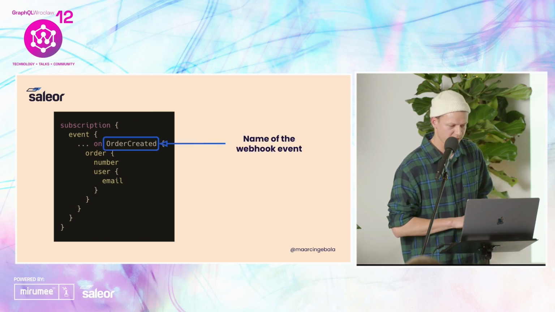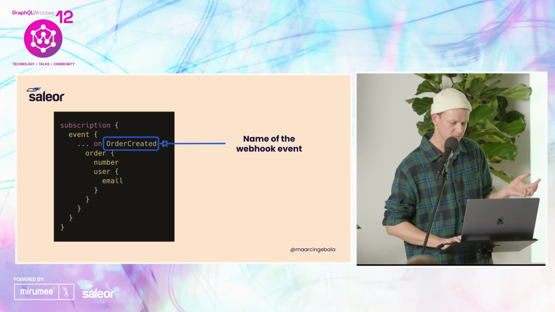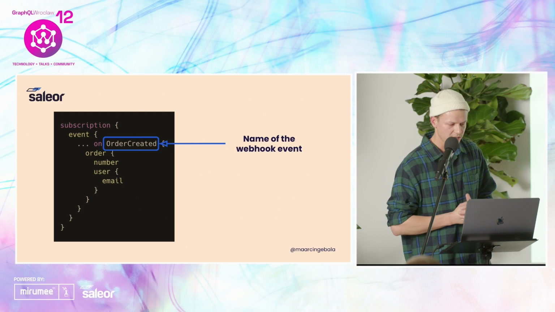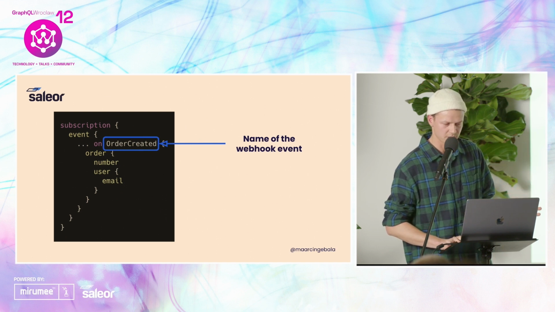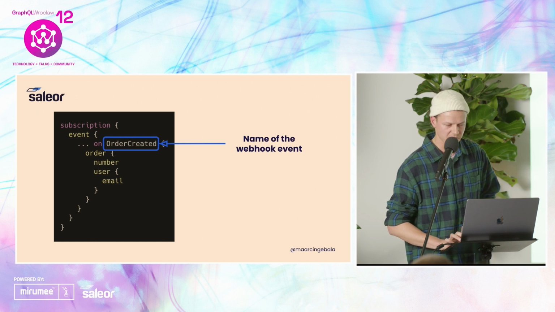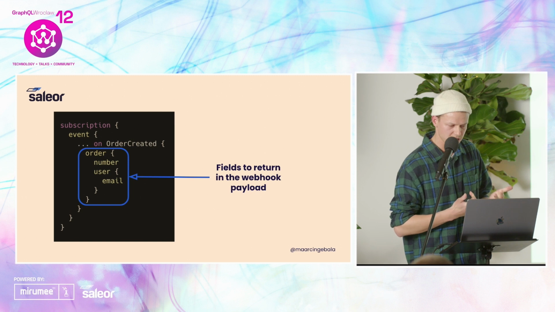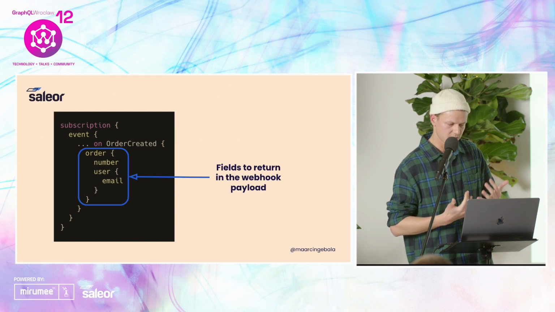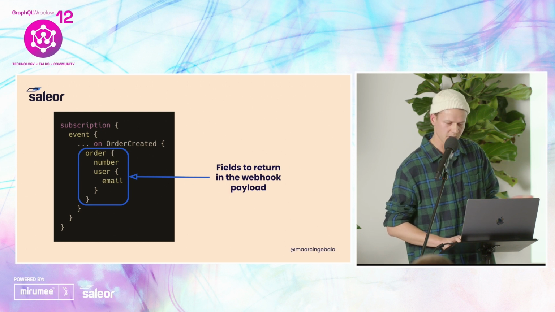So let's see what we have here. That's the name of the event. We have a lot of these, and it tells us what event we want to subscribe to. In this case, order created, just as in the example before. And then we have the body of the definition. In this case, we are getting order data, and for this order, we are getting its number and user email.